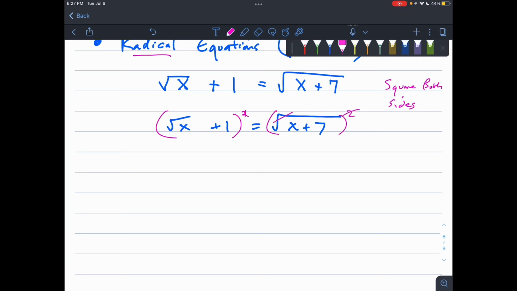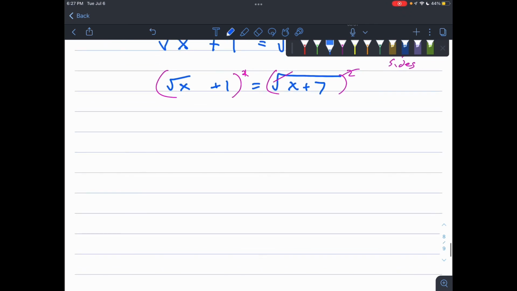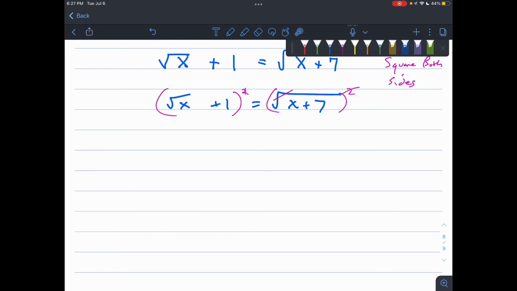So on the left, those cancel out. And on the right, you'll need to be a little bit careful because you'll notice that this radical doesn't extend the entire distance. If it did, then we could just cancel the radical and the 2 and we'd be done. But since that radical doesn't extend over the 1, we have to treat this as a binomial. And we're going to do square root of x plus 1 times the square root of x plus 1. And then on the right side, we just have x plus 7.